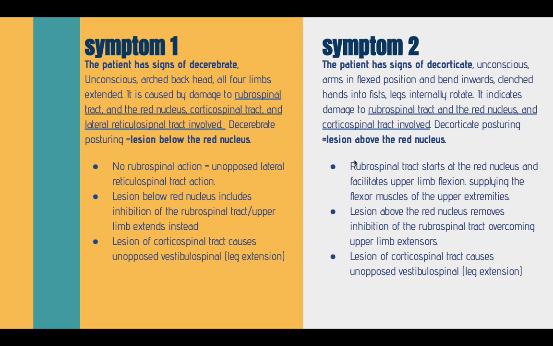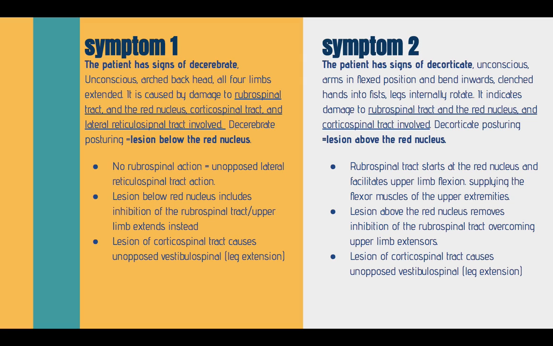For the first question, I say that the first symptom the patient has is decerebrate posturing because he has unconsciousness, arched back and head, all four limbs are extended, and there is damage to the rubrospinal tract, red nucleus, corticospinal tract, and the lateral reticulospinal tract is also involved. This shows that there is a lesion below the red nucleus, so the rubrospinal action is not involved, but instead the unopposed lateral reticulospinal tract action is involved.